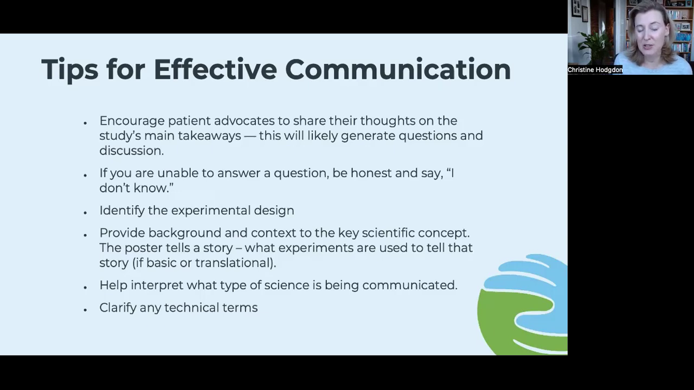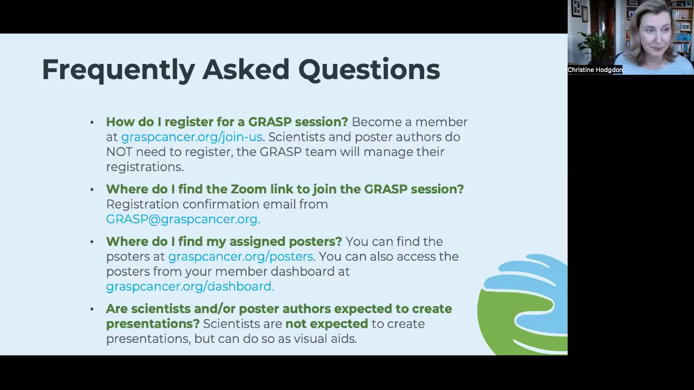And it's also important to clarify any technical terms. So words like molecular profiling or epigenetic testing might be completely routine words that you use in your day-to-day as a scientist, but they are really foreign to patient advocates. So just do your best to explain any scientific words or concepts.